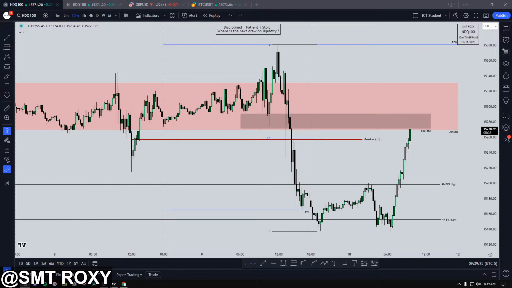We have a balanced price range there. I would love to see us retrace and hit it, then drop further into the daily BISI from here. A short-term breaker. We do have a short-term BISI there, which would be ideal. We have a breaker with the BPR above it, and then equilibrium aligns with that, so that's beautiful.